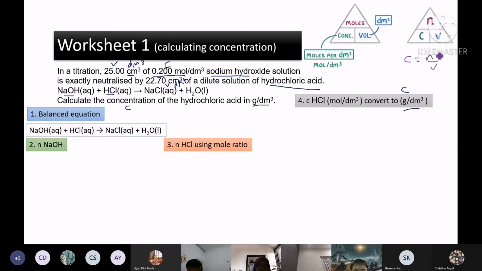Do we have the mole of hydrochloric acid? No, miss. We don't have the mole, so we need to find the mole of HCl using the mole ratio, by multiplying it with the mole of NaOH, the other reactant. Let's find the mole of NaOH. How to calculate the mole of NaOH? Alexander Chua.